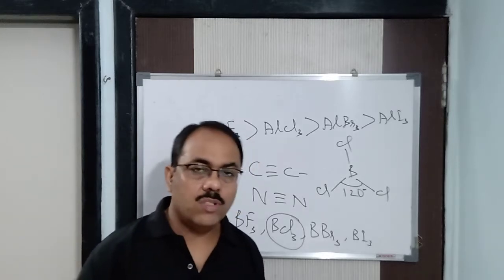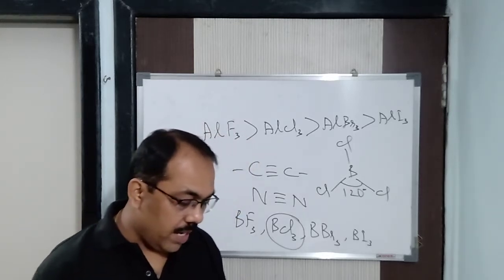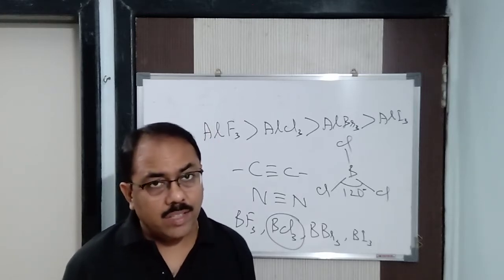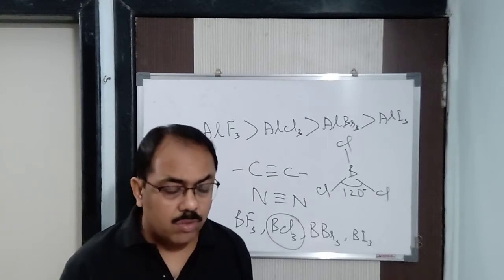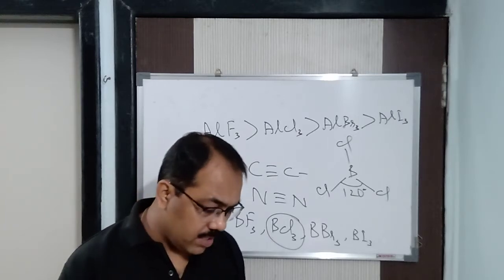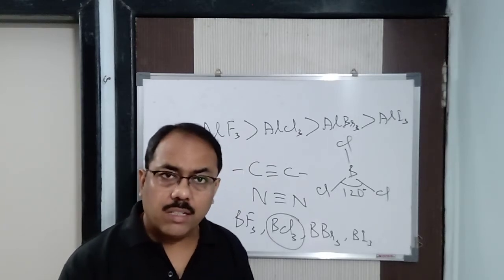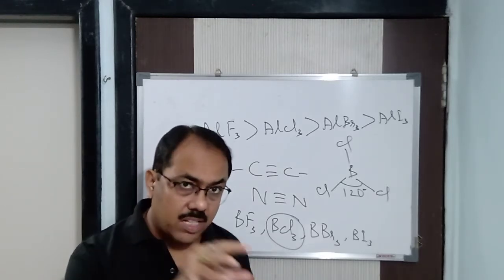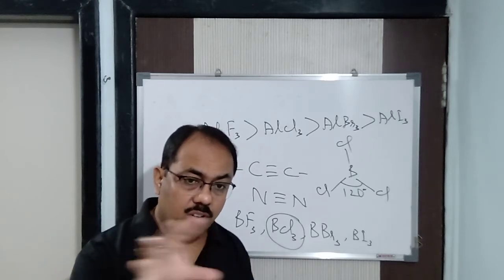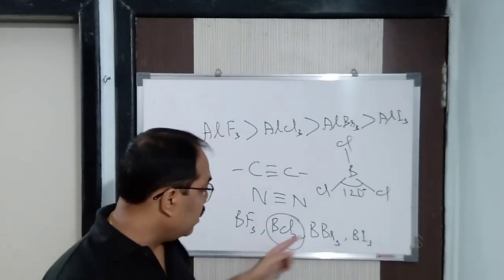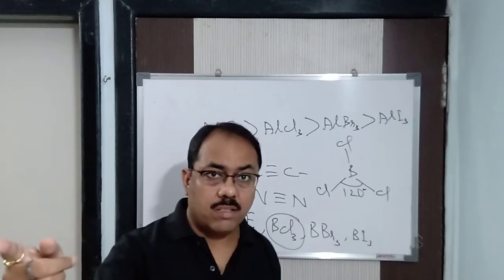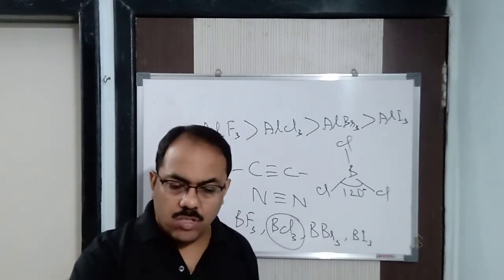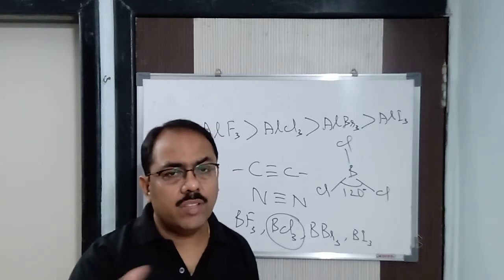Similarly, CH4, CCl4, NH4 plus, etc. All of them have a bond angle of 109.5 degree. What do you find here? I am changing the central atom as well as the surrounding atom. In CH4 and CCl4 the surrounding atom is changing. In NH4 plus the central atom is also changing, from carbon it becomes nitrogen. So the central atom and surrounding atom, everything is changed.